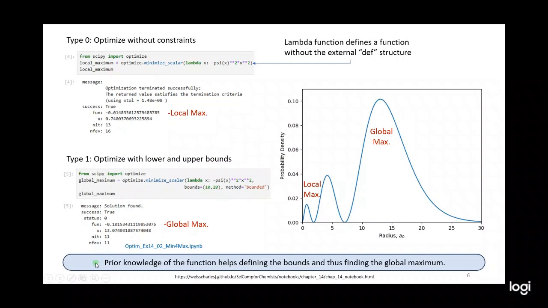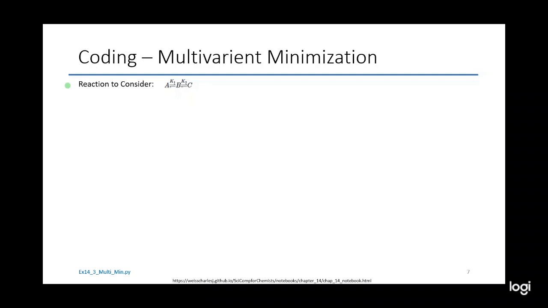This example highlights how prior knowledge of the objective function allows us to define the bounds effectively, ultimately leading to the global maximum. Not all objective functions depend on a single independent variable. Some objective functions involve multiple independent variables. Let's explore a multiple minimization example: the tandem equilibrium reactions involving three different isomers.